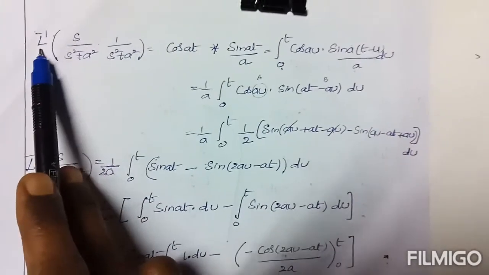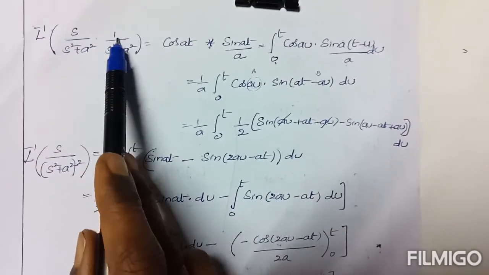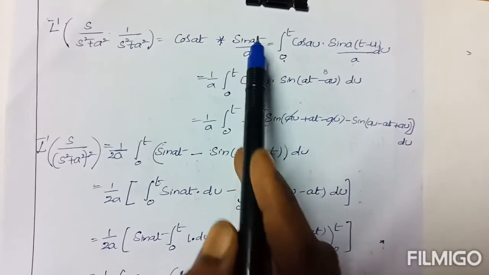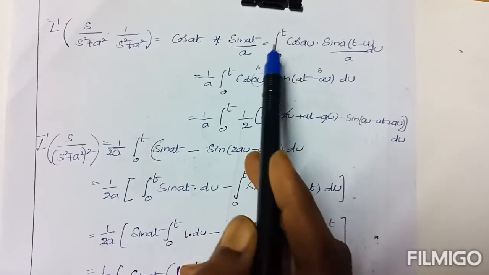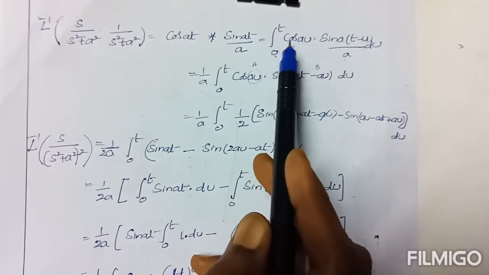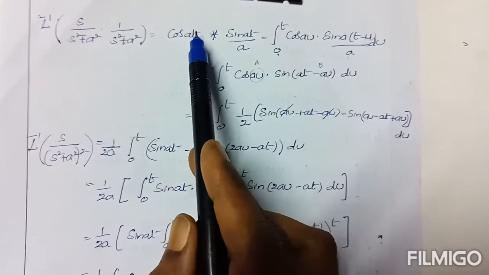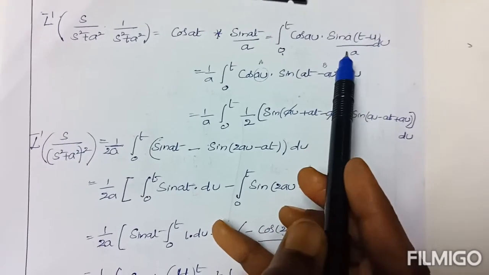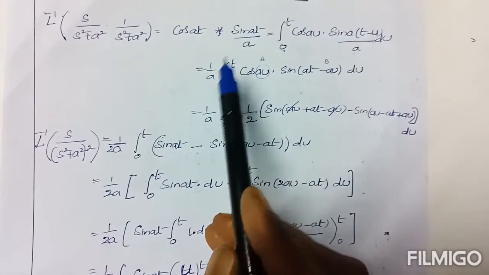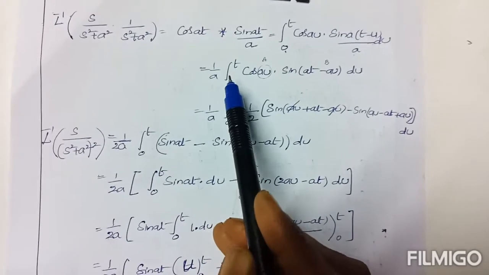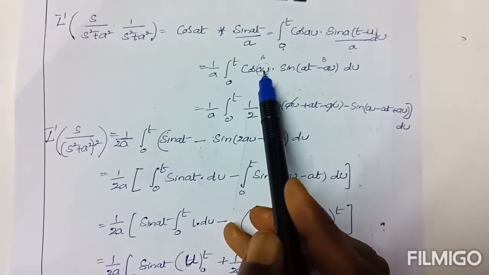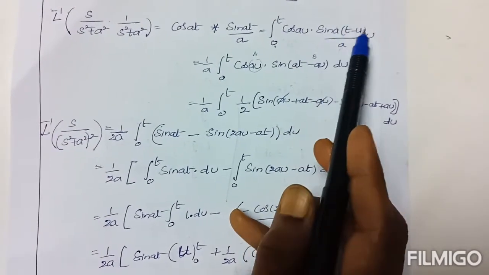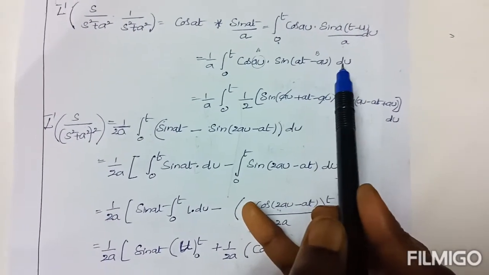Next, the inverse Laplace transform of s by (s square plus a square) whole square, which is 1 by (s square plus a square) times s by (s square plus a square), equals cos at star sin at by a, as per the convolution theorem, integral 0 to t of f of u, which is cos au into sin of a into (t minus u) by a. 1 by a is a constant, write it outside of the integral. Integral 0 to t cos au, and here it is sin of a into first term, a into second term, at minus au du.